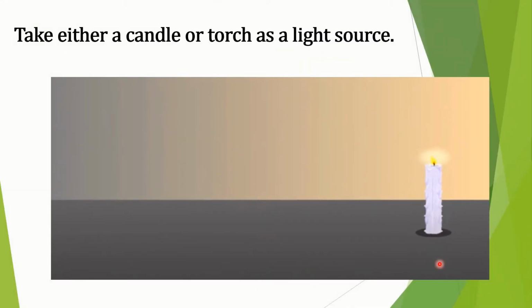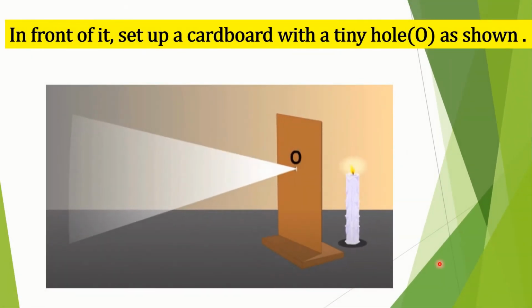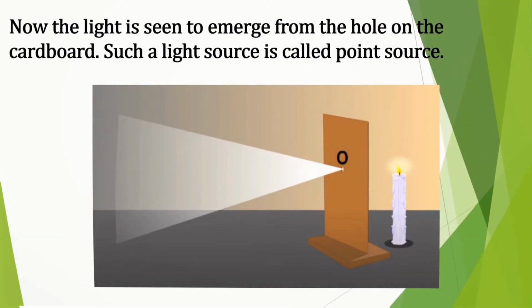Students, take either a candle or torch as a light source. Then, in front of it, set up a cardboard with a tiny hole O as shown. Now, the light is seen to emerge from the hole on the cardboard. Such a light source is called a point source.